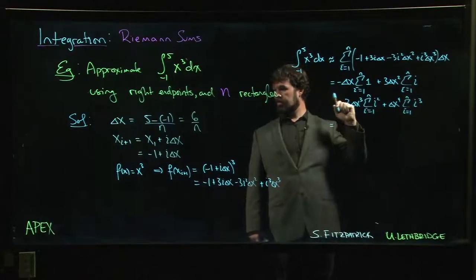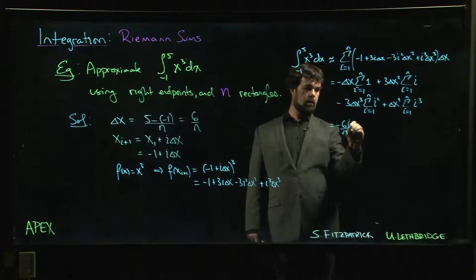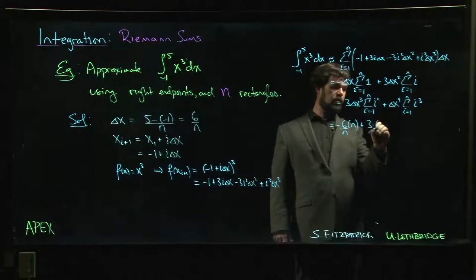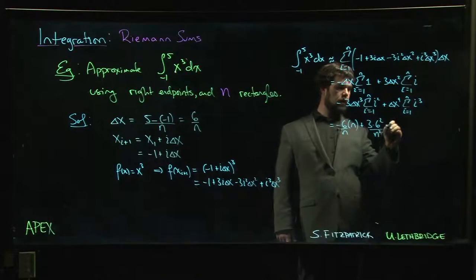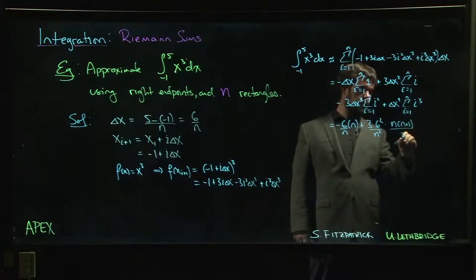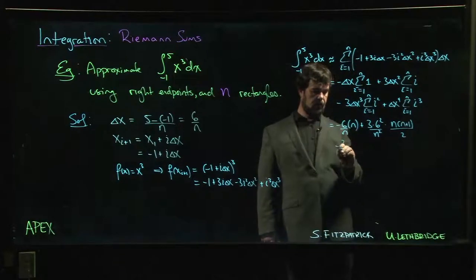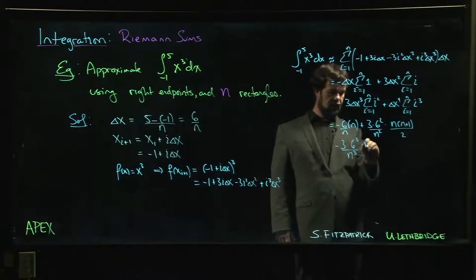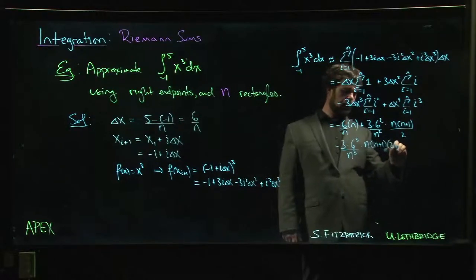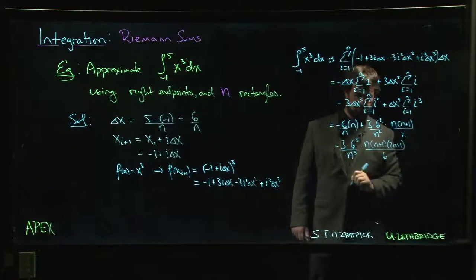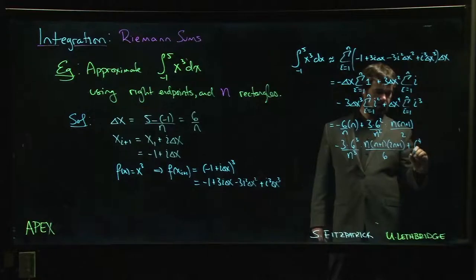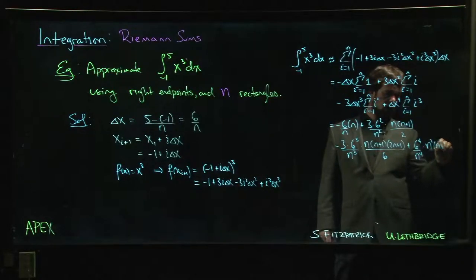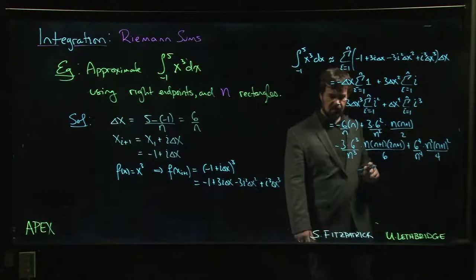Let's put them together and let's put in our delta x's, right? So minus 6 over n times n, right? Plus 3 times 6 squared over n squared times n times n plus 1 over 2. Minus 3 times 6 cubed over n cubed times n plus 1 times 2n plus 1 over 6. And finally, 6 to the 4th power over n to the fourth times n squared times n plus 1 squared over 4.